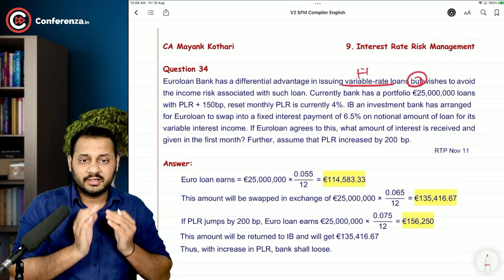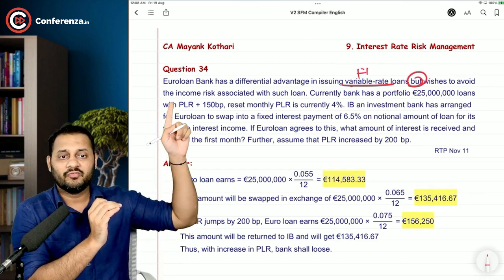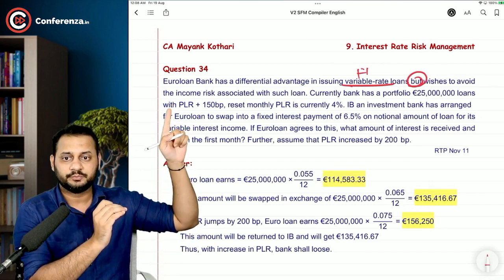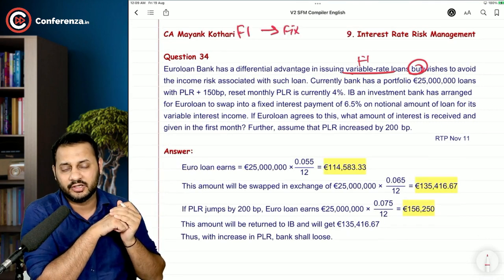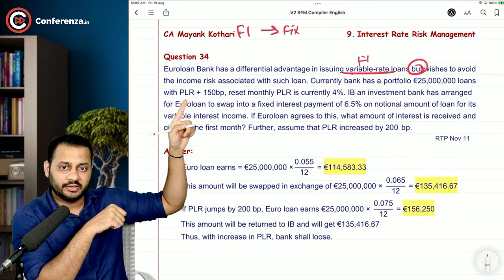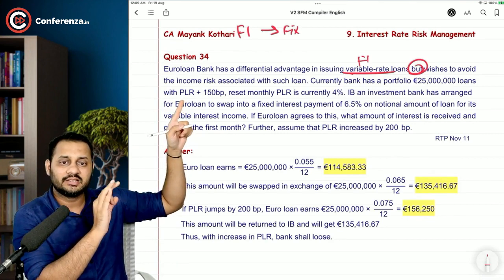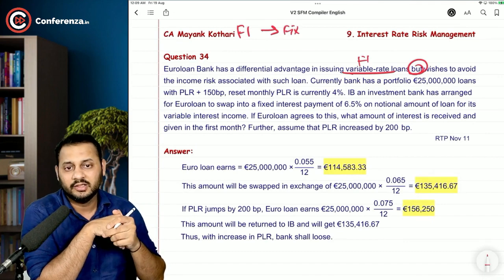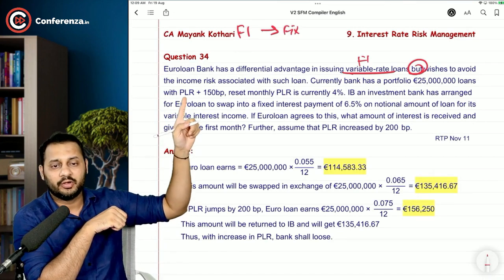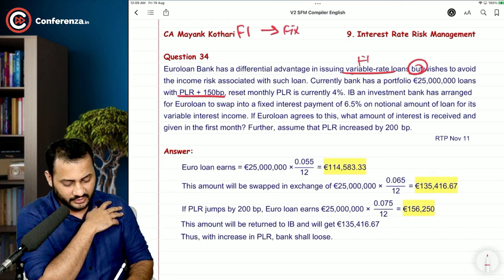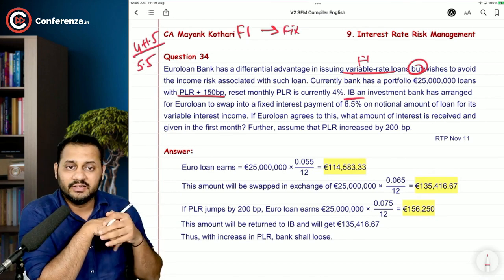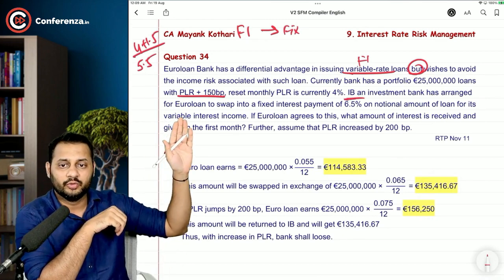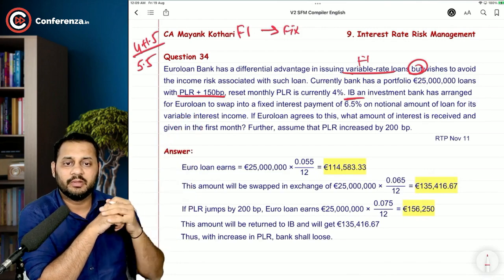Swap is possible. Currently, the bank has a portfolio of $25 million euro loans with prime lending rate, PLR plus 150 basis points. So it's as good as 1.5%. Reset monthly. PLR is currently 4%. Monthly PLR, currently 4%, so it's actually 5.5%. If you calculate the current rate, it's 5.5%, 4 plus 1.5. Okay. IB, this is another party. An investment bank has arranged for the euro loan to swap into a fixed rate payment of 6.5.